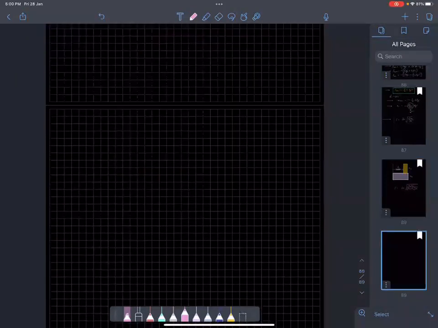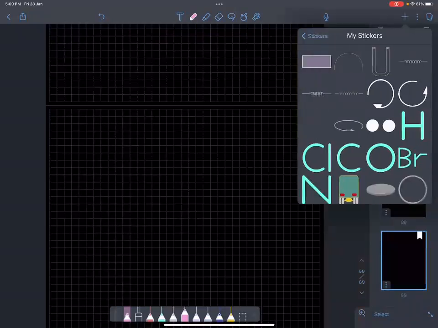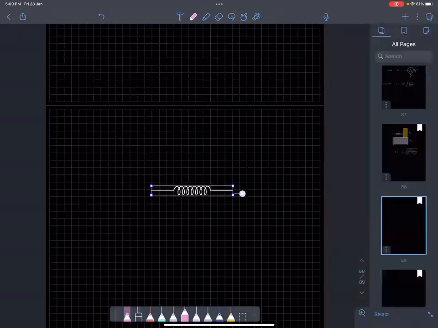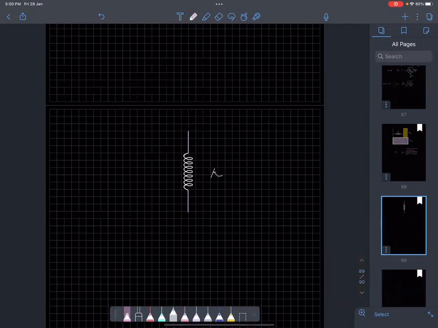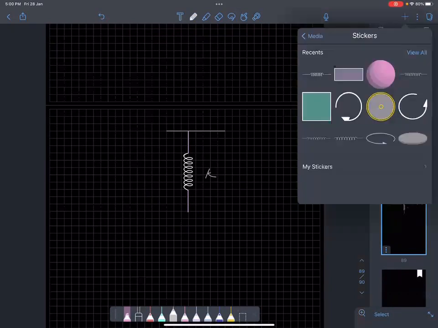Now, let me introduce you to a new kind of SHM, which is due to torsional spring. What do you mean by torsional spring? This spring we don't extend, but this spring we rotate. Generally, we extend or compress springs, right? But this spring we twist.